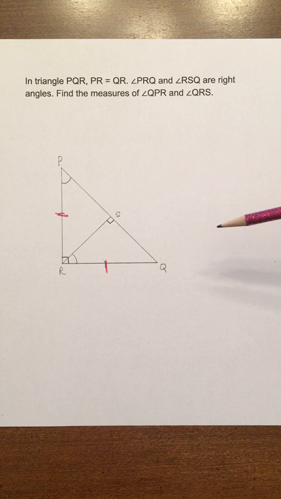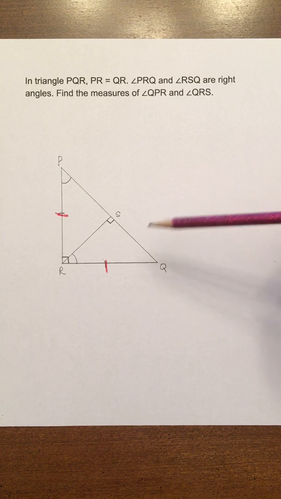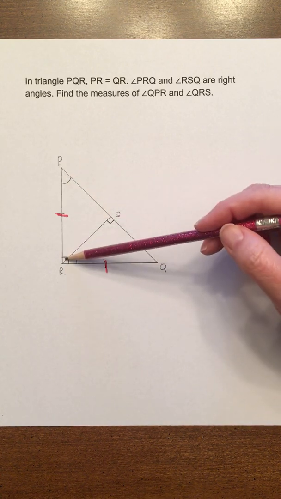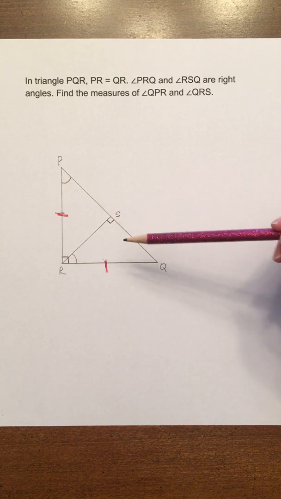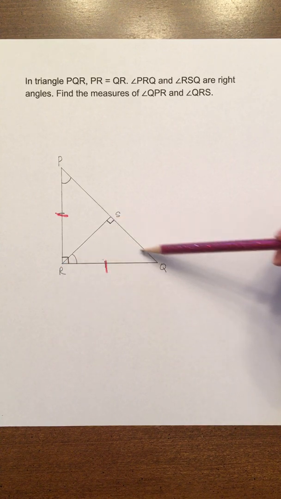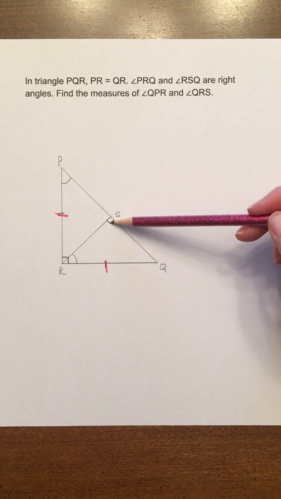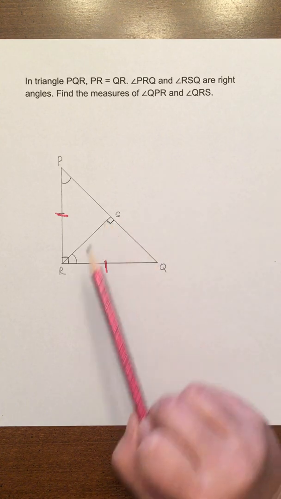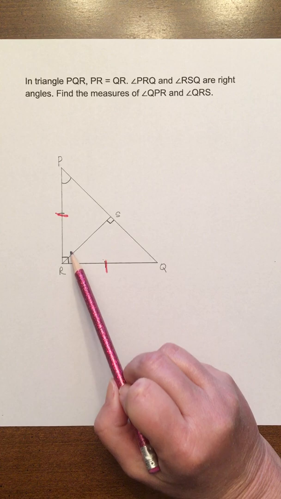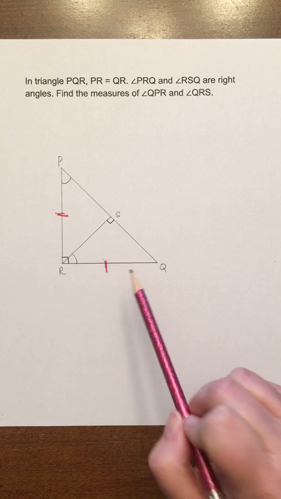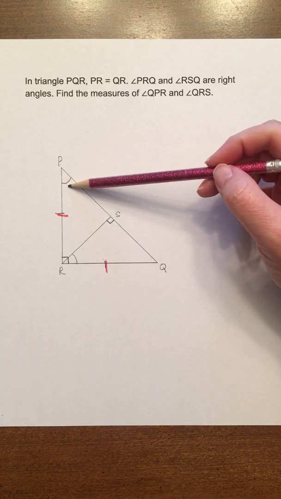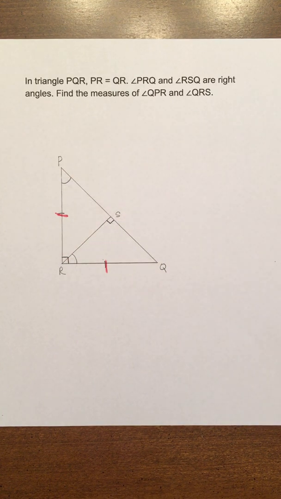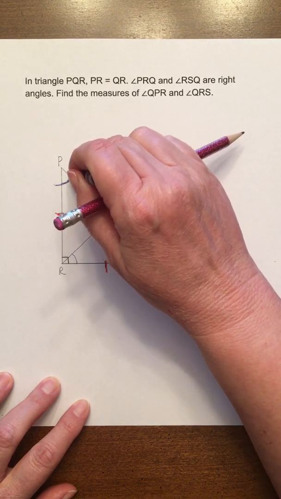The other thing that I know about this figure is that triangle PRQ has a 90-degree angle, it's a right angle, and triangle RSQ has a 90-degree angle, it's a right triangle also. And that's going to be important to help us find this measurement here. So we're going to start by finding the measure of angle QPR, this angle measurement right here. I'm going to mark that for us.